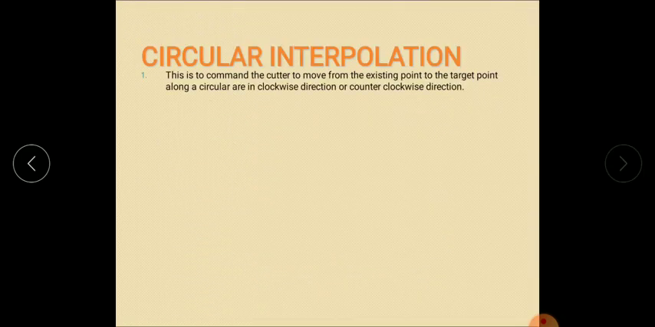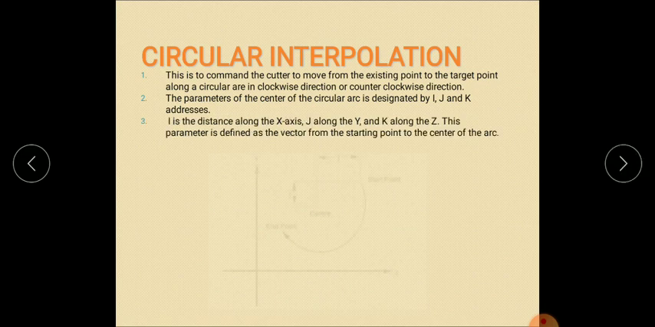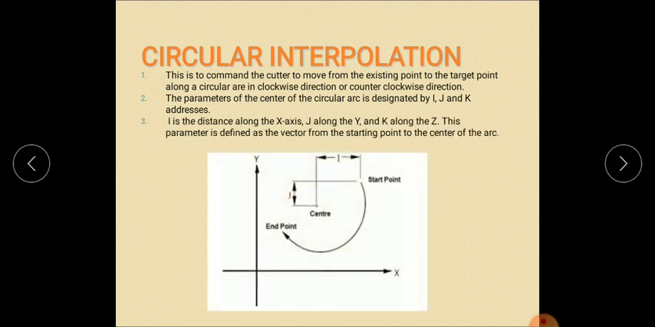Next, circular interpolation. So the figure shows the circular interpolation. Here you can see the Z axis, then X axis, then Y axis, then the start point, the center, then the end point. So circular interpolation means the movement which moves in circular directions. So this is the start point, you start moving to the end point along with the central axis.